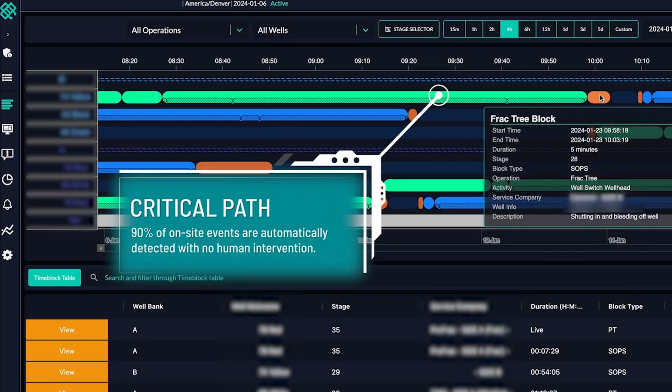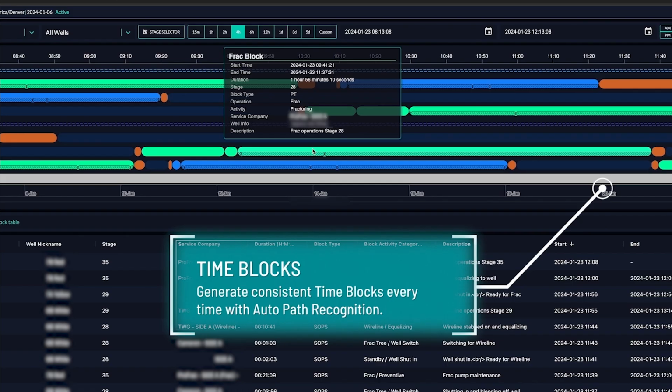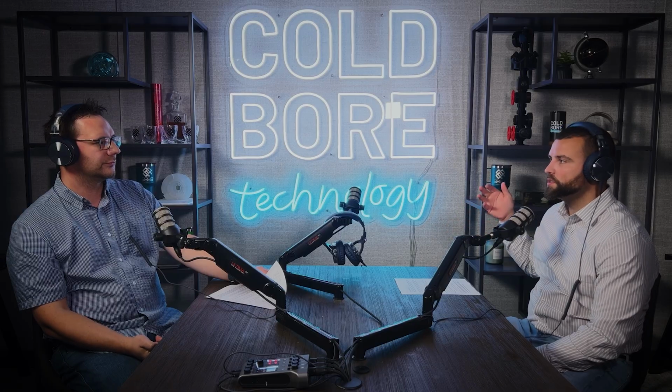Just going back now, you mentioned a term, critical path. Can you describe what that is? Yeah. The critical path is our internal name for what we have in the application, which is a Gantt chart, and each line of the Gantt chart is a well. We're trying to capture the activities that are happening on each well at any given second of the day. Your critical path is typically centered around frac. So what is getting in the way of your fracking? On the critical path, you'll have standby times, your wirelining, your well switches, and your fracking.